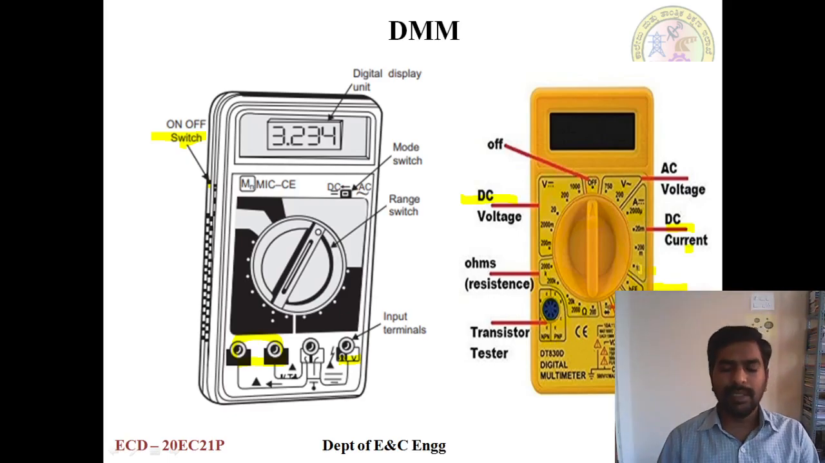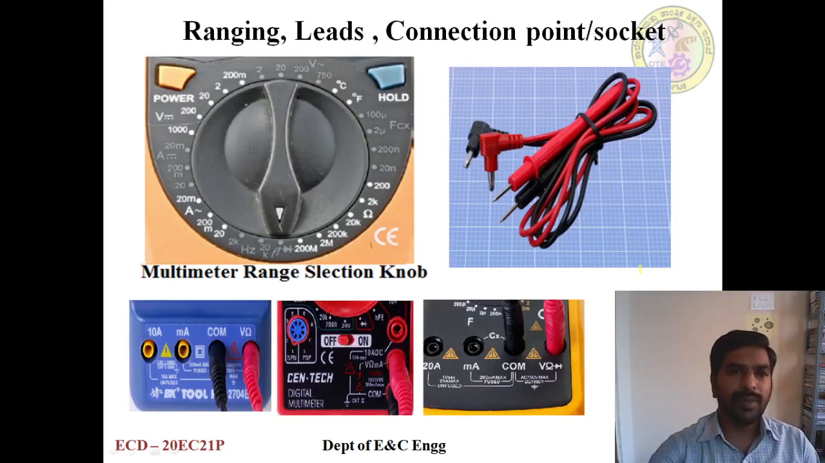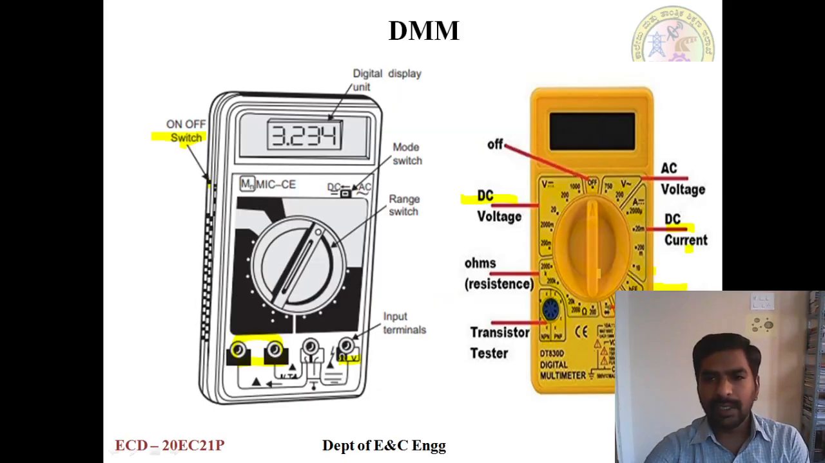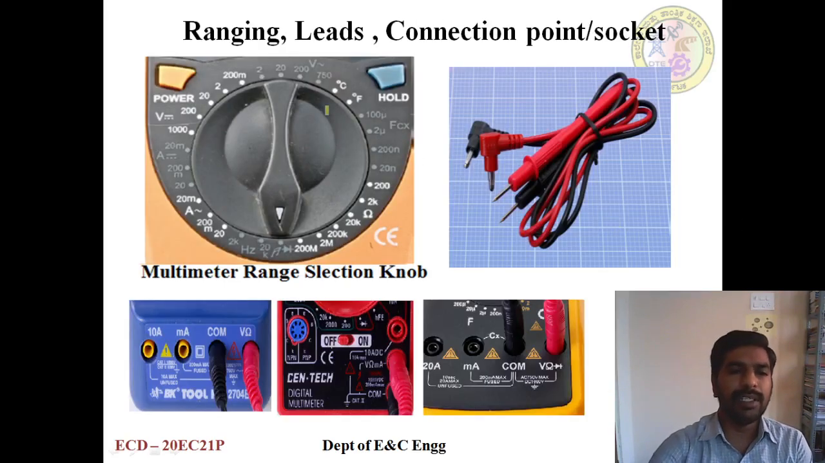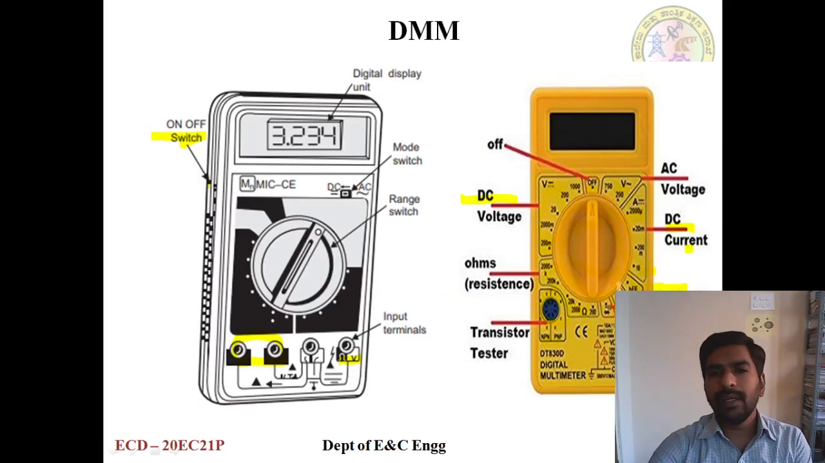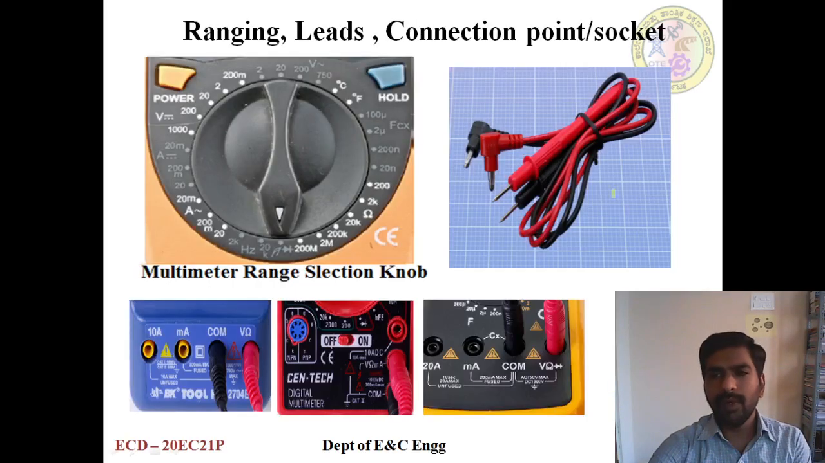So this is the multimeter, with different knobs and different sections. And this is about the range. What we have seen here is the range selector. Each multimeter has a different range selector. This dialing knob we can rotate, and we can set the ranges. Different ranges are available. And for connecting this, we are going to use the probe.